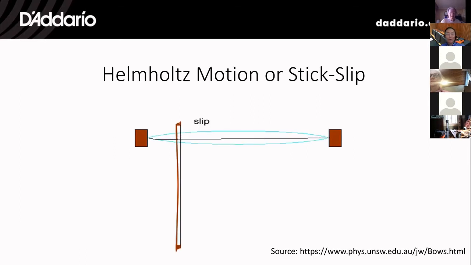And for that, we have to know a little bit about how bow strings vibrate, because a bow string vibrates very differently from a plucked string. And so the bow string vibration is called the Helmholtz motion after the German scientist who first discovered it, or it's called stick slip. And here's an animation that I got off the internet.